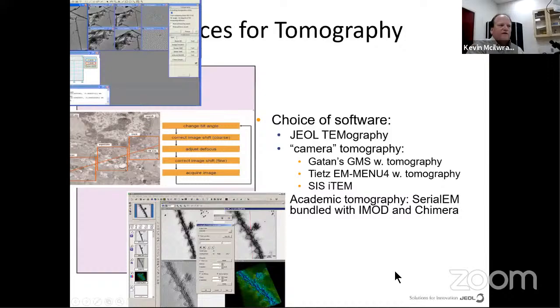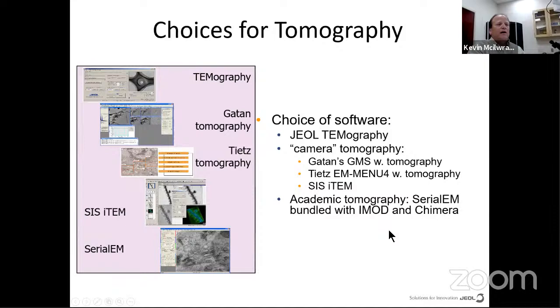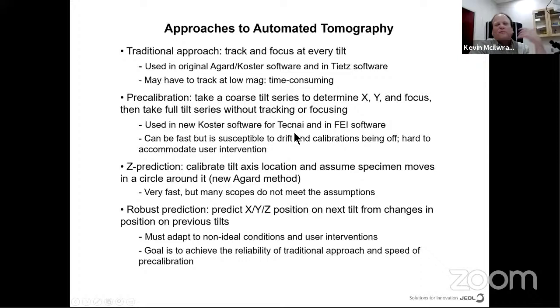The software that I have on this microscope is called Serial EM. Everybody makes their own. Serial EM is a very common software for single particle and tilt tomography. There's an online forum for this, which discusses things daily, like approaches to automated tomography. We can track it at every tilt, but because we have to tilt, focus, take an image and all this, it's slow. We can pre-calibrate the tilt areas, but that's not the best for high mag.